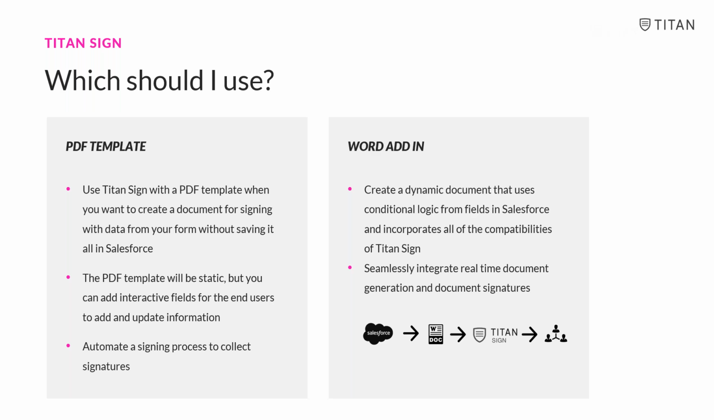The Word add-in brings together all of the features of Titan's document generation with all of the features of Titan Sign. The process will be generated according to all of the different business rules you have incorporated into your Word document, and also the interactive fields you designated in Titan Sign. If you added fields to print your name and put a signature, or multiple signees, you can combine that with your custom Word document, and then have Salesforce initiate the signee process.